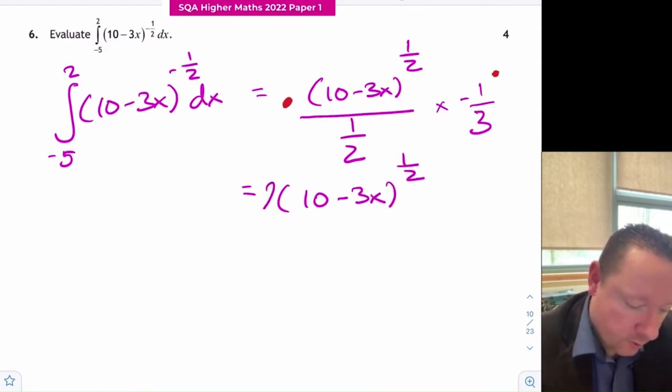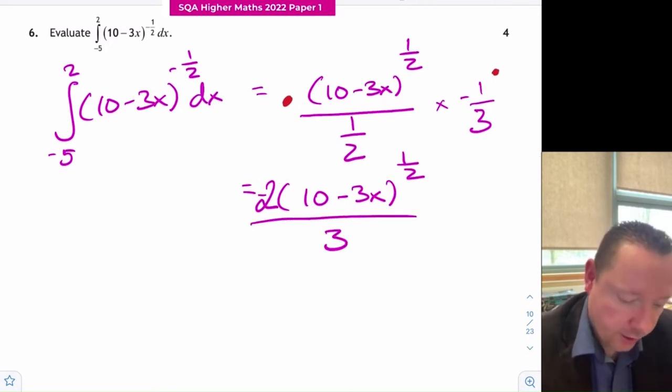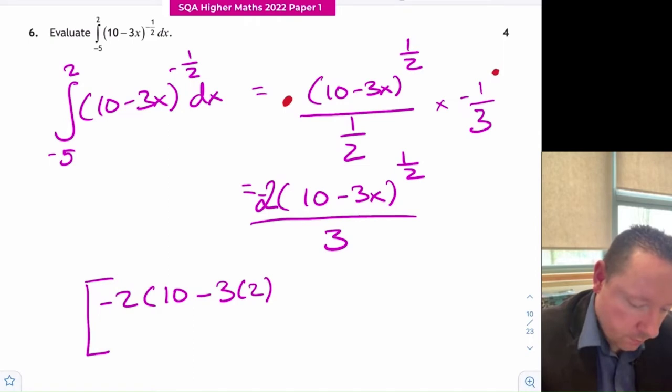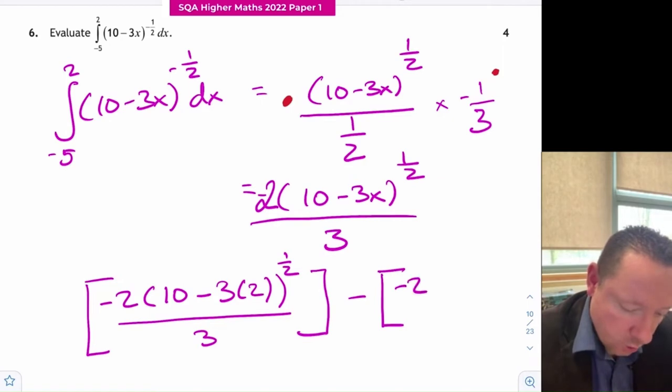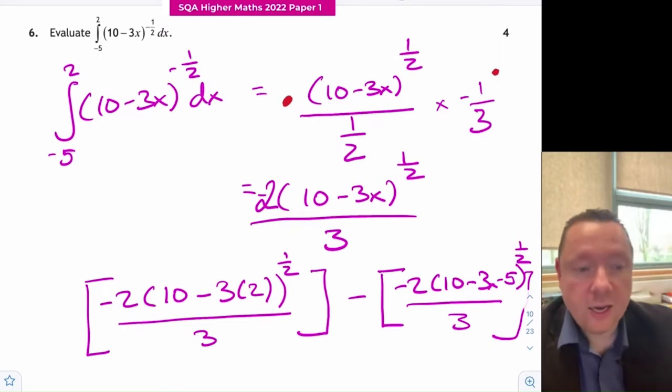Dividing by a half is the same as times by 2. We've got a minus because of the times by minus a third, divided by 3. Now, our limits are 2 and minus 5. So we've got minus 2, (10 minus 3 times 2) to the power of a half, divided by 3. There's our first limit, and that is minus 2, (10 minus 3 times minus 5) to the power of a half, divided by 3. So there's our two limits because it's between minus 5 and 2.